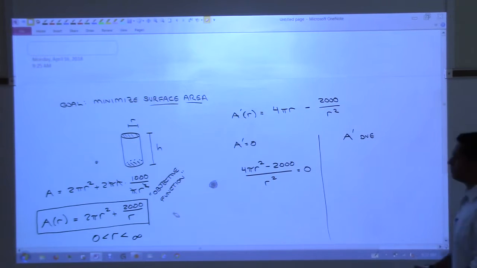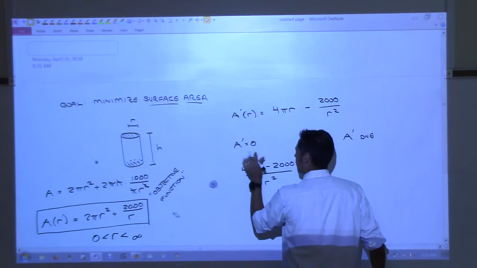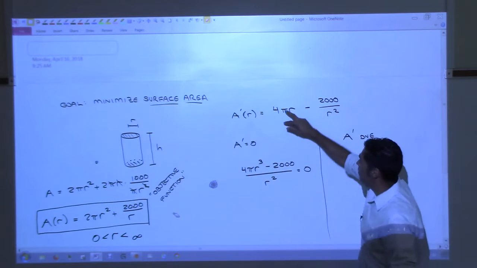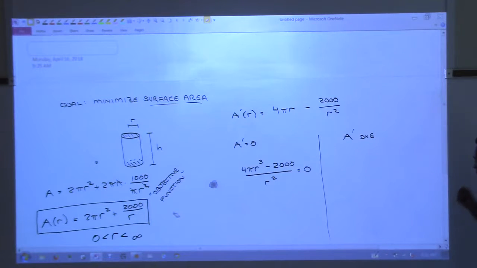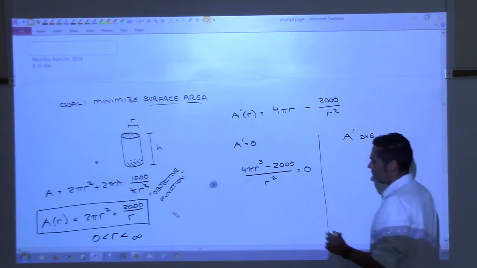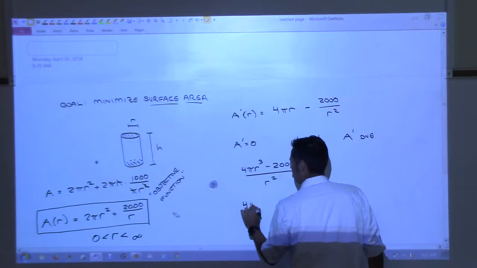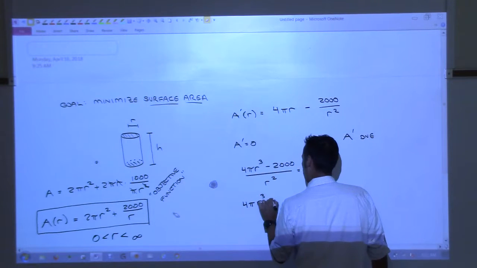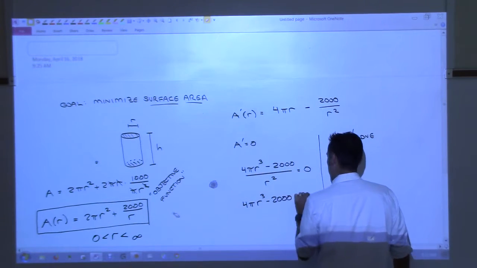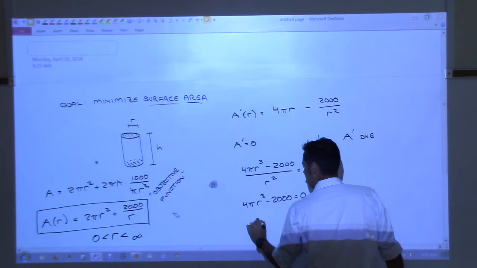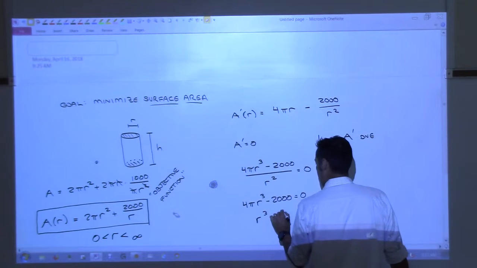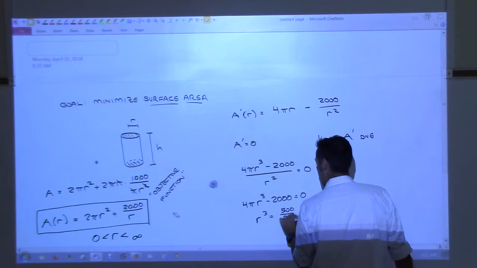Yeah, no. That's r cubed. Okay, so I had to multiply top and bottom of this one by r squared. Put them together. So all I have to do is set the top to 0. And the next thing would be to try and solve for r, right? So move 2,000 over, divide by 4 pi. So r cubed equals, I believe that's 500 over pi.